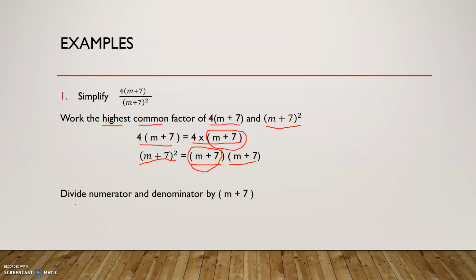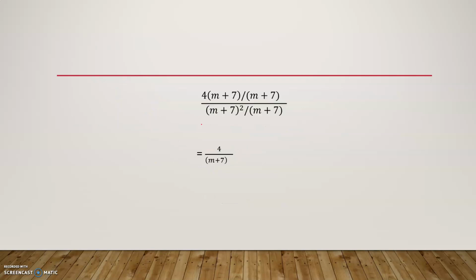Now divide numerator and denominator by (m + 7) to simplify this term. So here we have 4 times (m + 7), and then we are dividing top and bottom by (m + 7), as (m + 7) is the highest common factor. So 4 times (m + 7) divided by (m + 7), and (m + 7) all squared divided by (m + 7).